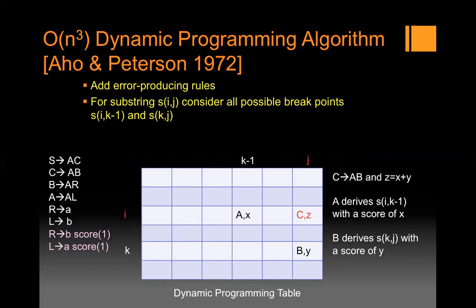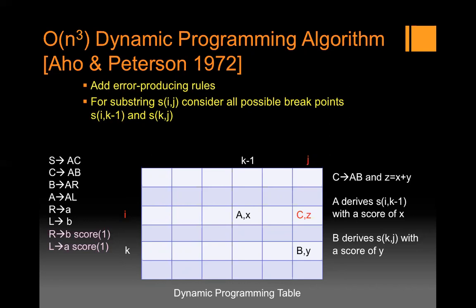And now what is the running time? You have to fill up this n squared size table. To fill up each entry, you have to look at all these breakpoints: i plus 1, i plus 2, i plus 3, up to j minus 1. So order of n in the worst case. Therefore, to fill up every entry, you will require order of n time, and you have to fill up an n squared size table. So overall, it will give you an order of n cubed algorithm.